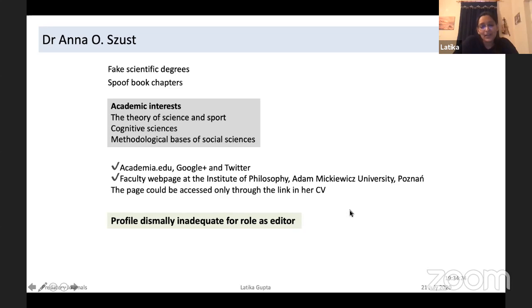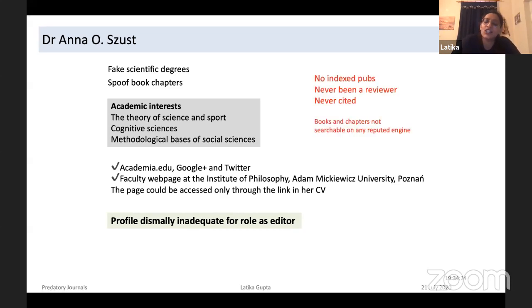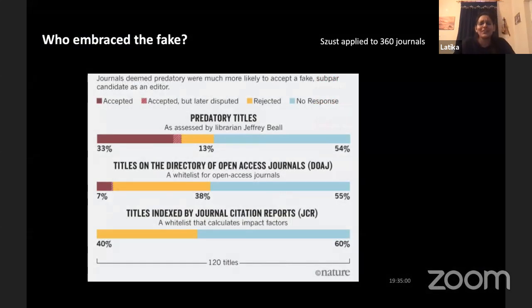So the profile was, needless to say, dismally inadequate for a role as an editor, and she actually did not have even a single indexed publication. She had never been a reviewer, never been cited, which is the most important marker, and the books and chapters were not searchable on any reputed engine. So who embraced the fake here?